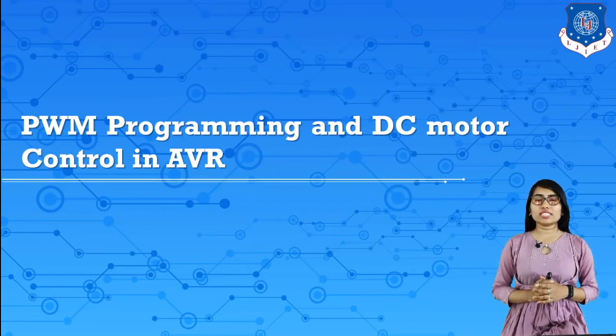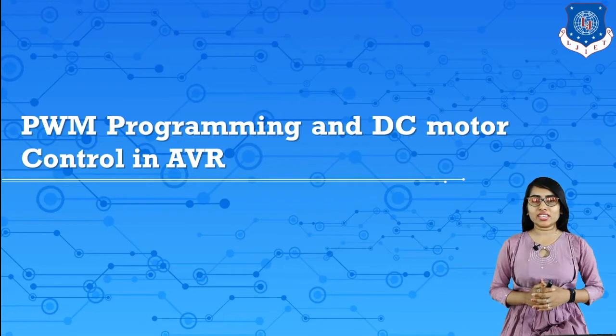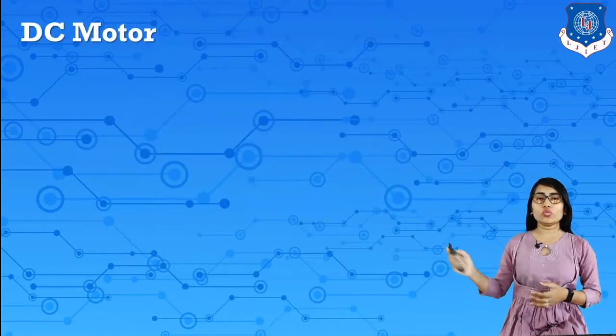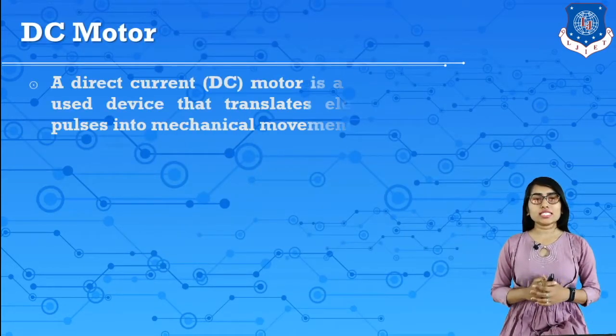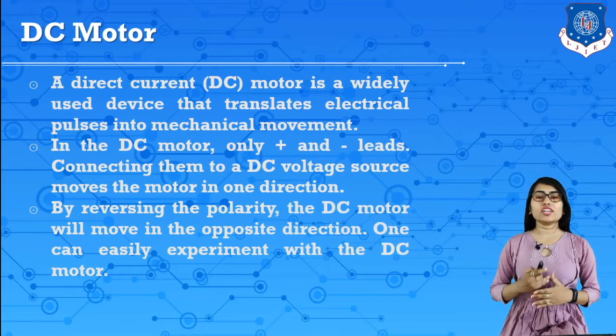Today we will discuss PWM programming and DC motor control in AVR. So let's start with DC motor. What is a DC motor? A direct current motor, that is a DC motor, is a widely used device that translates electrical pulses into mechanical movement. In the DC motor, only positive and negative leads are there.